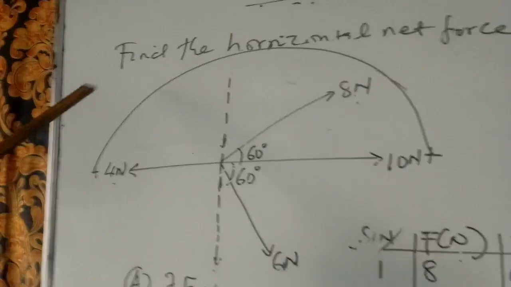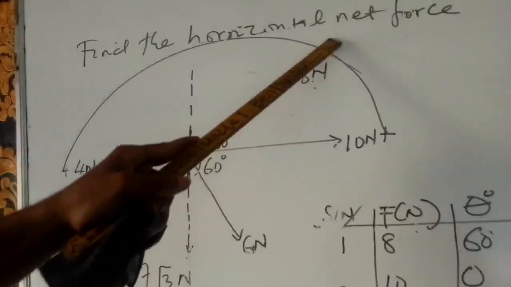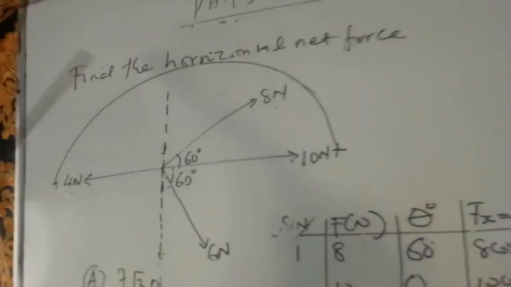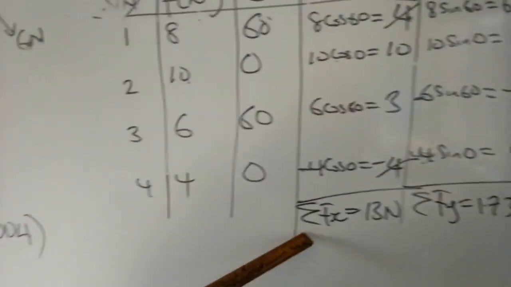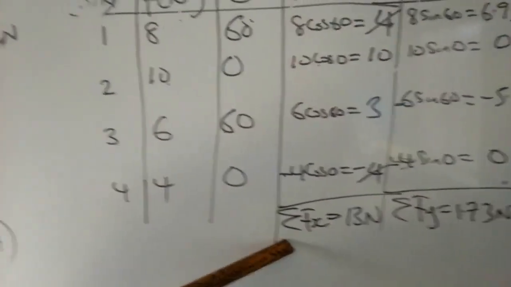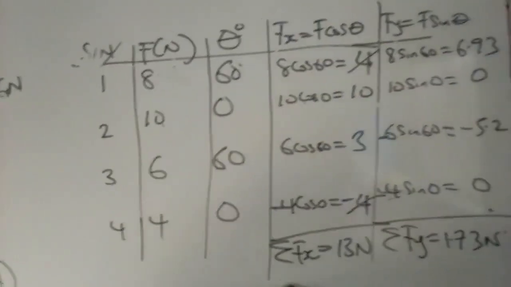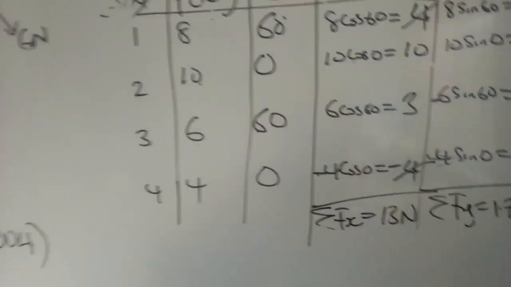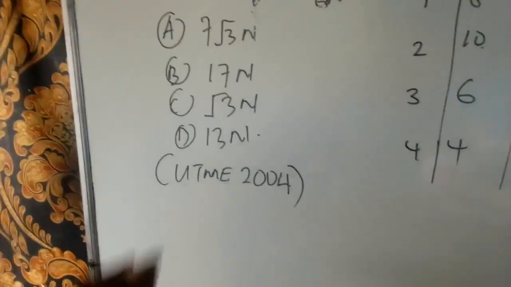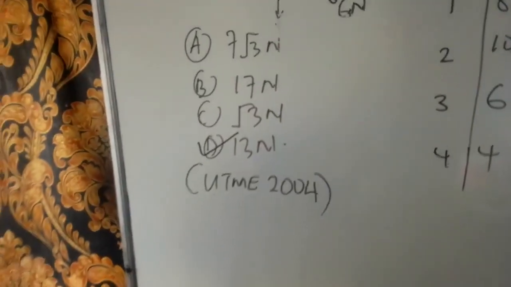So let's go back to the question. What are we asked to find? We're asked to find the horizontal net force. We are done with the equation. The horizontal net force is nothing but F of S. The force acting on that is 13 Newton. We're not asked to find the resultant, and the vertical net force would have been 1.73 Newton. So the answer to the question is 13 Newton as the horizontal net force. Option D is the answer to this question, 13 Newton.